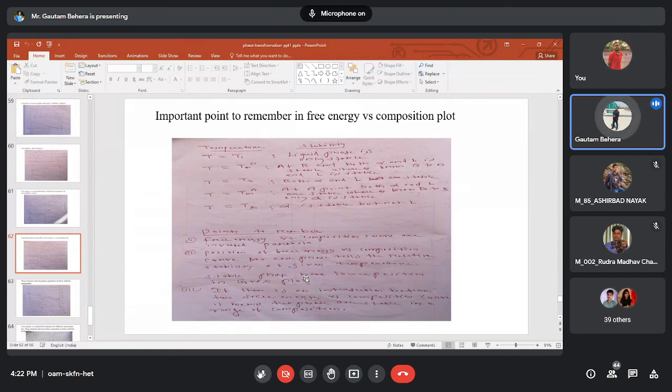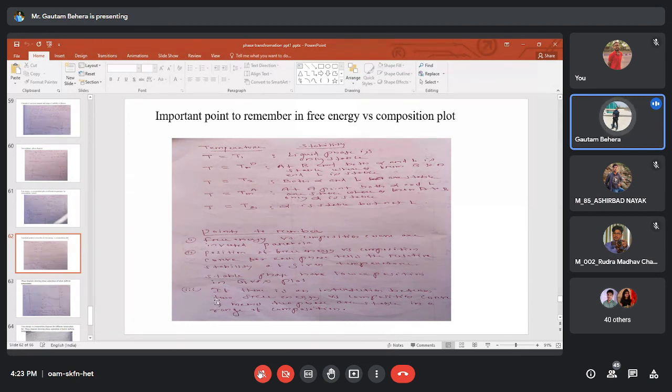Okay, again I am saying if you have two solid solutions, the solid solution which is more stable will occupy lower position in the G versus X curve, and the phase which is unstable or relatively less stable will occupy higher position in the G versus X plot. This is a simple funda you have to remember, right?